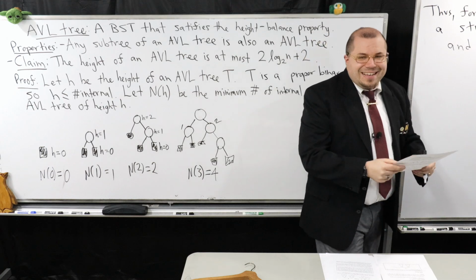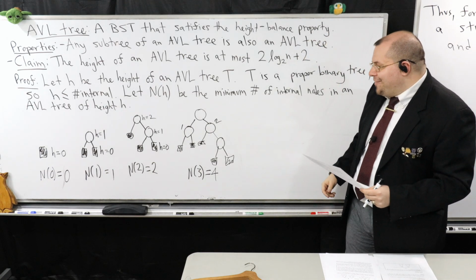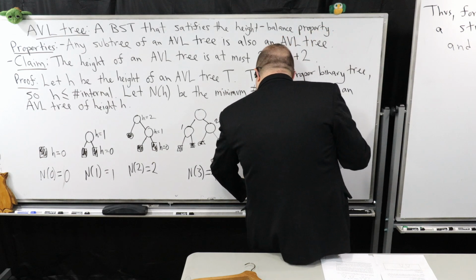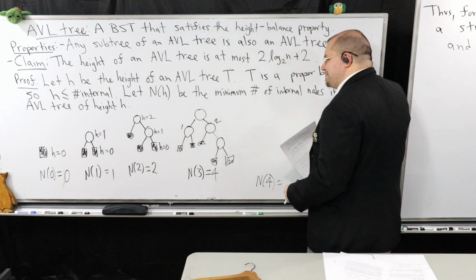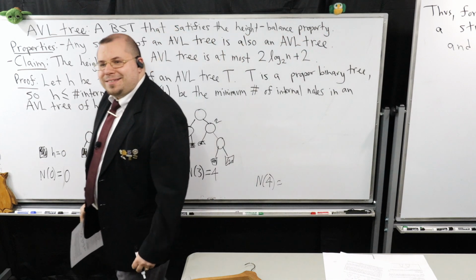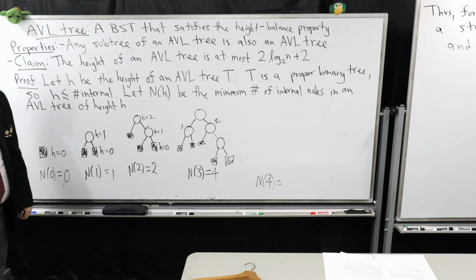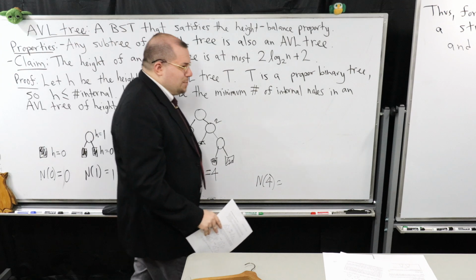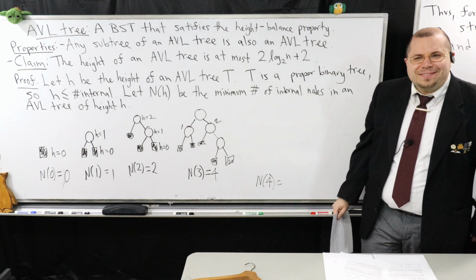So naturally, you might ask, Dan, what is n of 4? Does anybody have any ideas what n of 4 might be? Any ideas at all? Does anybody see anything interesting going on as I do this? I will tell you there are no coincidences here. There are no coinky-dinks.